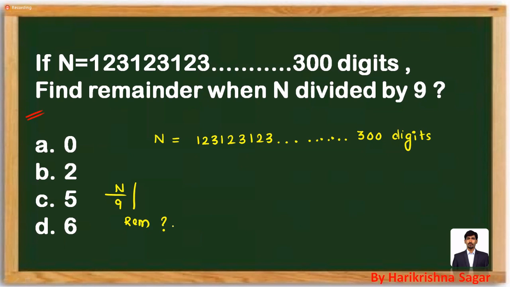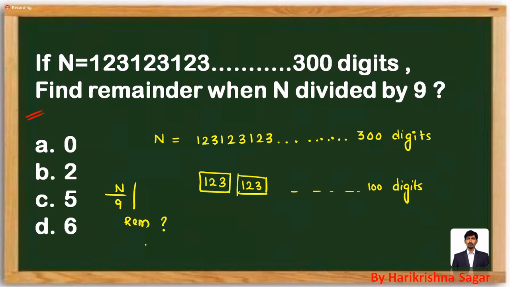When we divide N by 9, what is the remainder? We can just observe: 1, 2, 3, 1, 2, 3, and so on, 300 digits. 123 is a 3-digit number. Like this, how many 123s should we have? 300 digits means 123, 3 digits at a time, so we will have 100 of them.